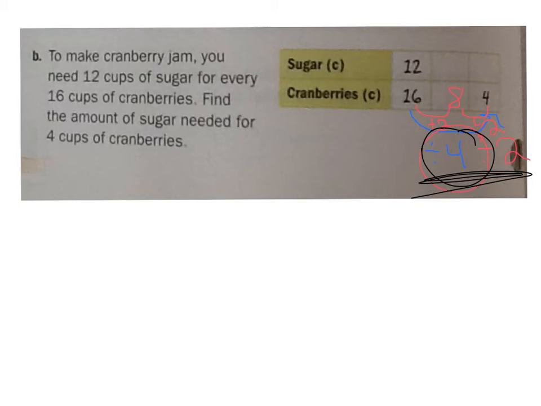So now whatever I did to the bottom, I have to do to the top. So I need to divide 12 by 2, which would give me 6. And 6 divided by 2, which would give me 3. Now, my answer is the amount of sugar needed for 4 cups of cranberries. Well, I would need 3 cups of sugar for my 4 cups of cranberries.